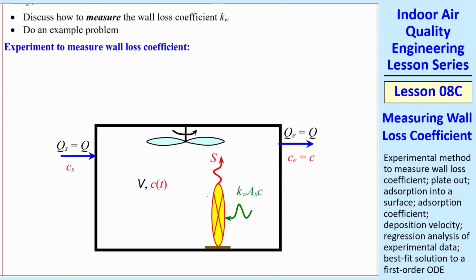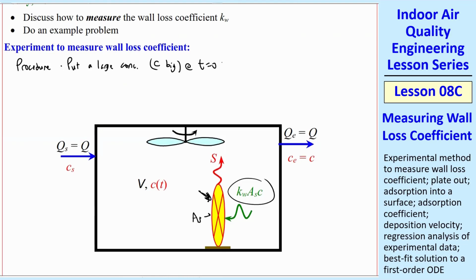Suppose we have some kind of a source here or some material that you want to see what the wall loss is into it. So you set this up, same room as before, and we have some surface area of this object that we're interested in. Here's the procedure. You put a large concentration, so C is big, of whatever contaminant, at T equals 0. So you might imagine letting S, the source strength, be on for a half hour or something and put a lot of chemical into this room. And so C keeps rising.